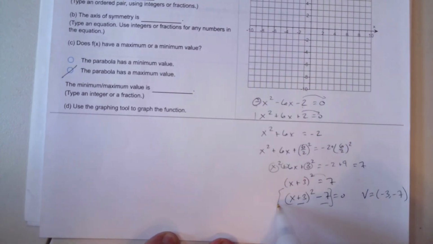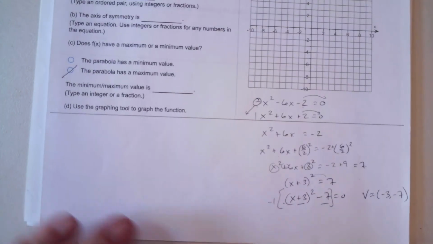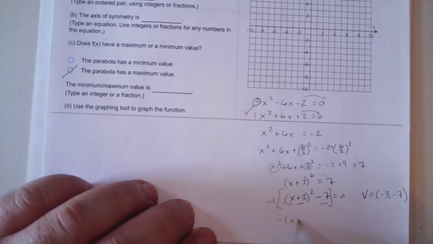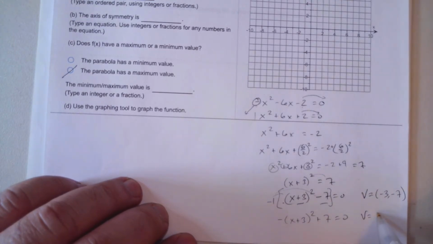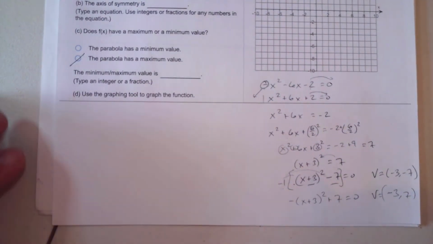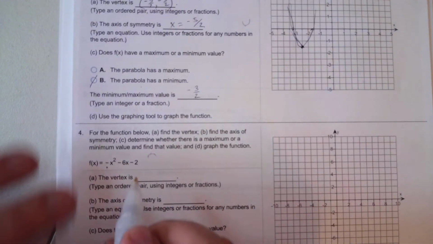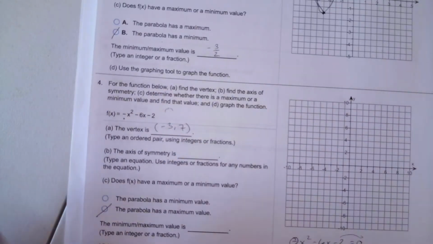because it still has to point down. Right here, our equation is pointing up. So because it started off as a negative, we have to put the negative back in there. So it's negative x plus 3 squared plus 7, because you distribute both of those. Yeah, so the vertex is at negative 3, positive 7. Yeah, because it has to open down.